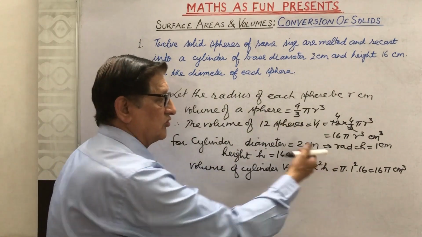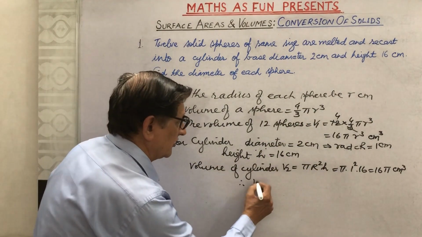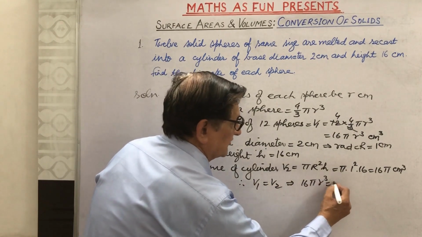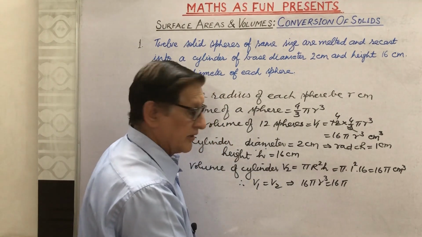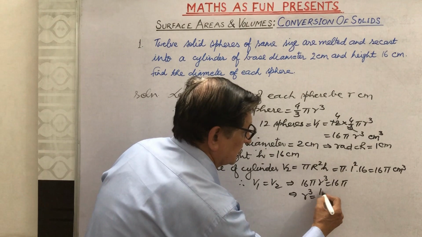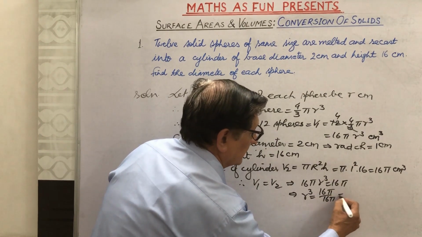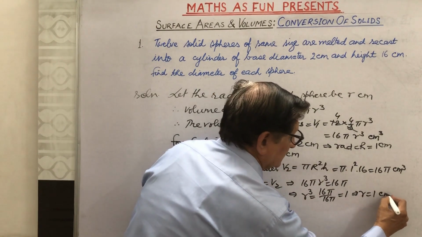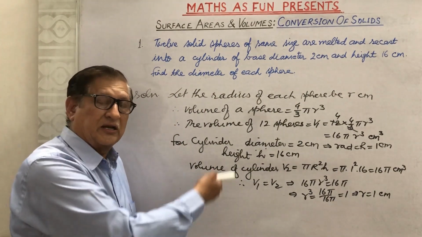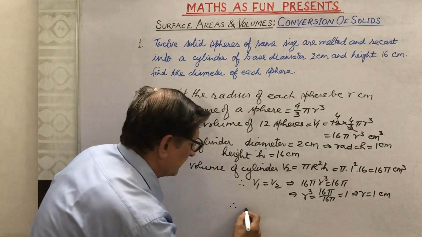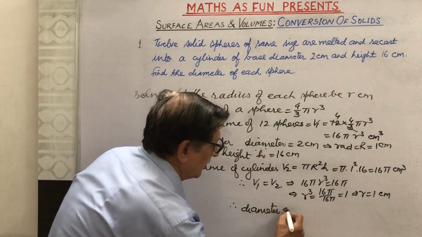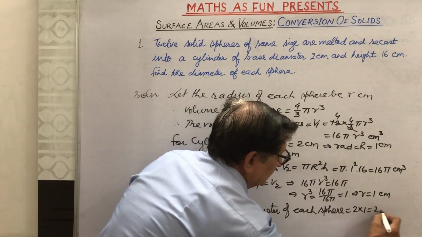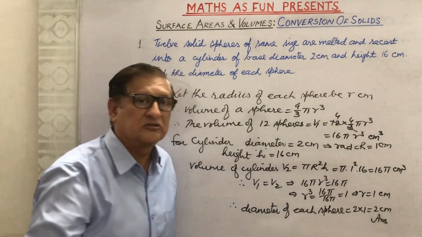So we know in such cases the volumes are to be equal. So we can write therefore V1 is equal to V2. It means 16 pi r cube is equal to 16 pi. It means what is r cube? r cube is 16 pi upon 16 pi, that is equal to 1. So what will be r? This implies r is equal to 1 centimeter. We have found the radius of the sphere. What is the diameter? Therefore, diameter of each sphere is equal to 2 into 1, that is 2 centimeter, which is the answer to the problem.